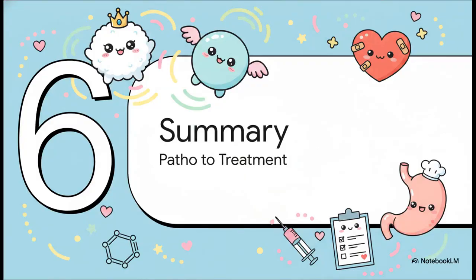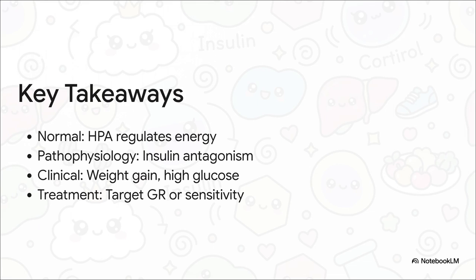Finally, we arrive at Section 6, our summary. Let's do a concise recap and tie all these molecular concepts right back to patient care. To summarize, under normal conditions, the HPA axis regulates our energy mobilization perfectly via cortisol. But in pathophysiology, chronic stress causes a sustained cortisol elevation, which antagonizes insulin at the cellular level.